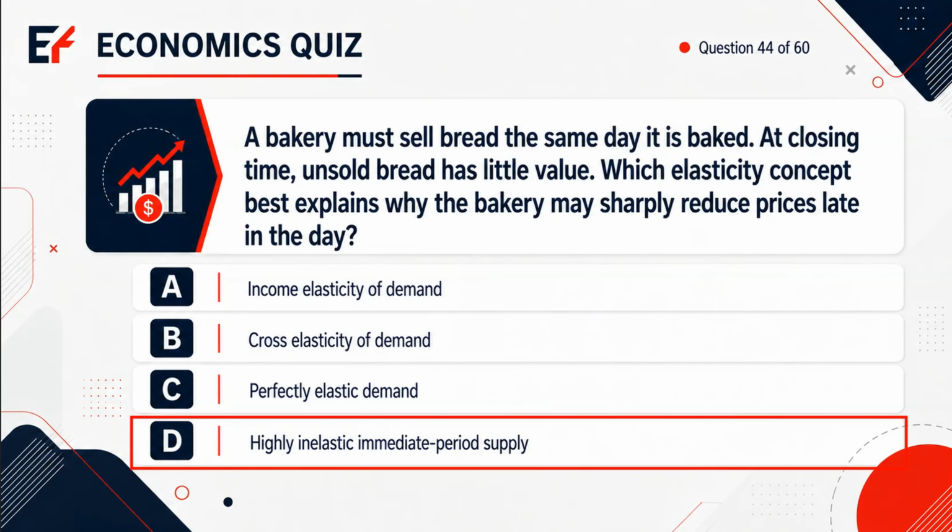Option A is wrong because income elasticity deals with how demand responds to income changes. Option B is about how demand for one good responds to the price of another good. Option C is not the best fit because the issue is fixed supply, not unlimited demand response at one price. Remember, when supply is fixed and the product is perishable, sellers may lower prices quickly to clear stock.